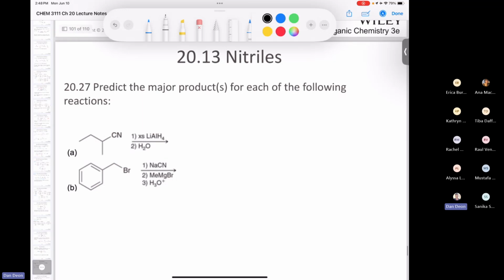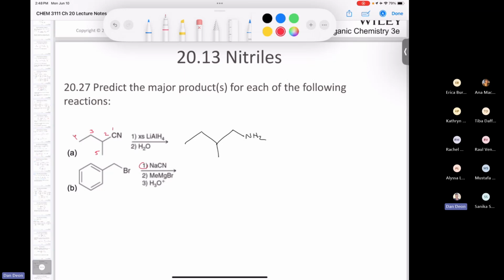The first one, we're starting out with this nitrile, and we're going to reduce it using lithium aluminum hydride. Remember, the second step is water, not aqueous acid. So let's count our carbons carefully. We have 1, 2, 3, 4, 5. So what happens is we reduce that carbon down to a primary amine in the first one.